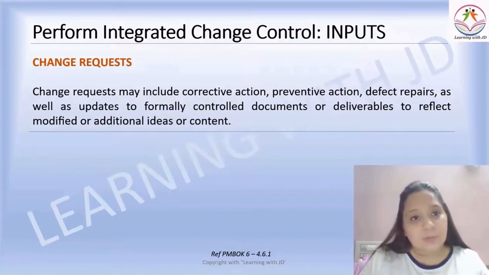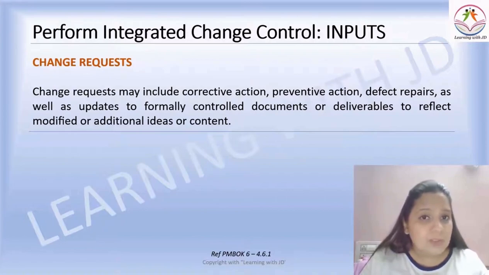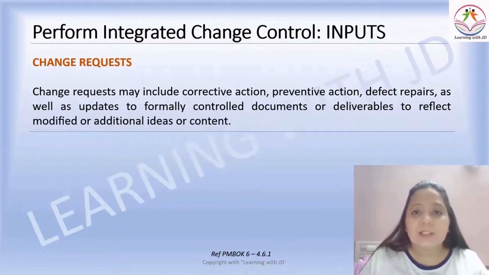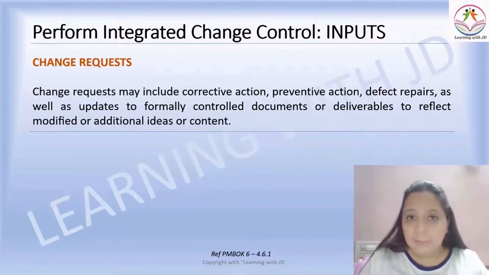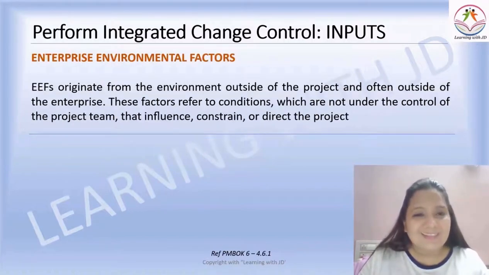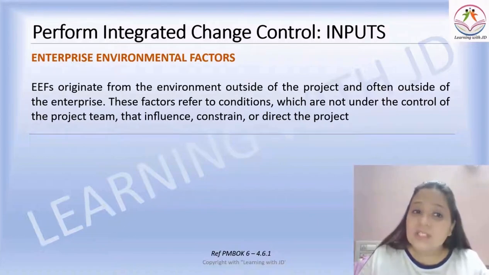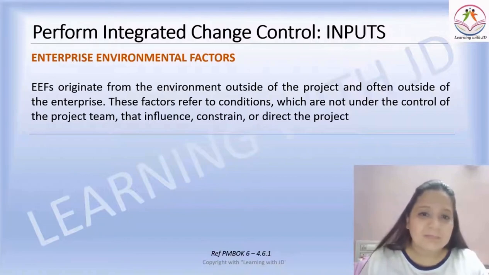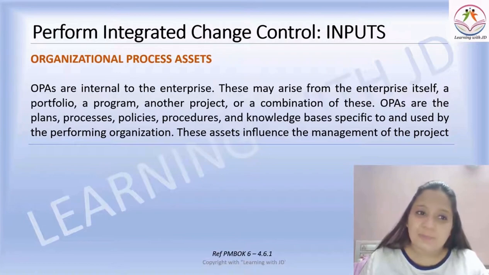And some of the documents that you also need is your change request. You remember, change request is also an output from monitor and control project work. Change requests may include corrective action, preventive action, and defect repair. These are all the changes that may come up during the course of your project. You also need your EEFs. EEFs originate from outside the project and outside the enterprise. The project team does not have control over that. And you also need your OPAs.